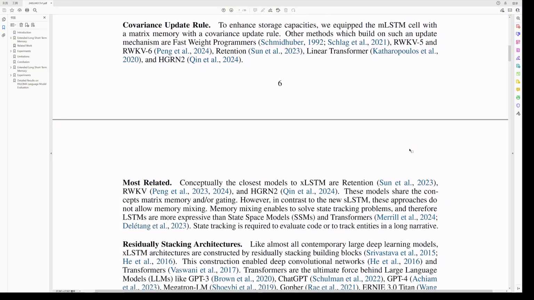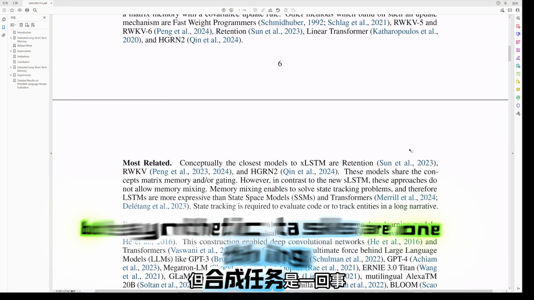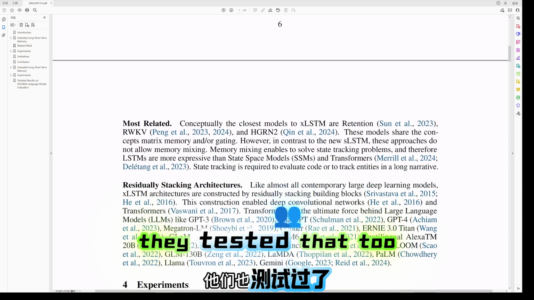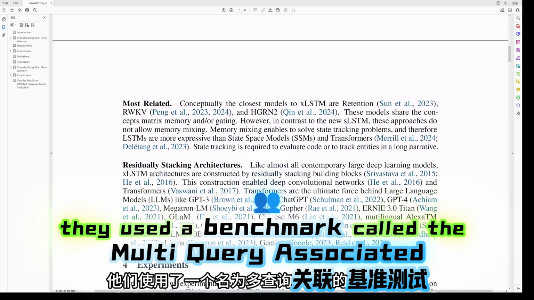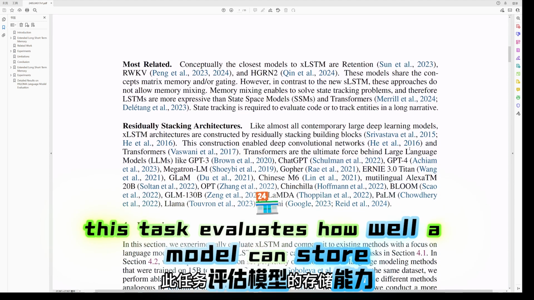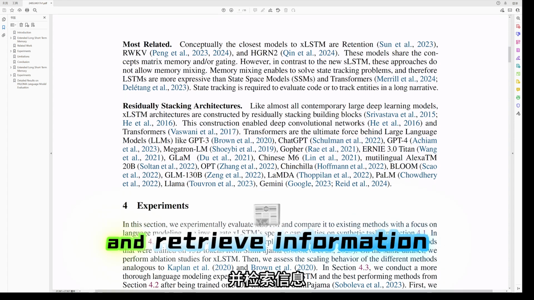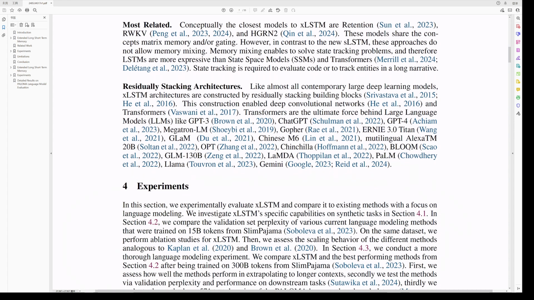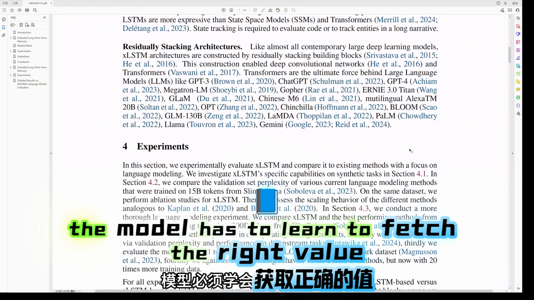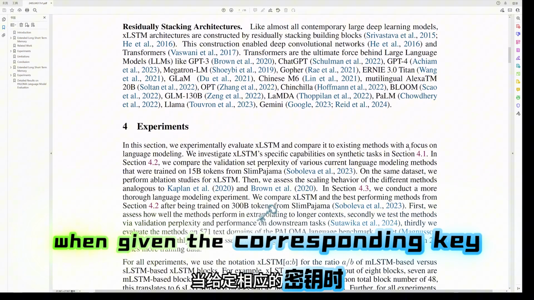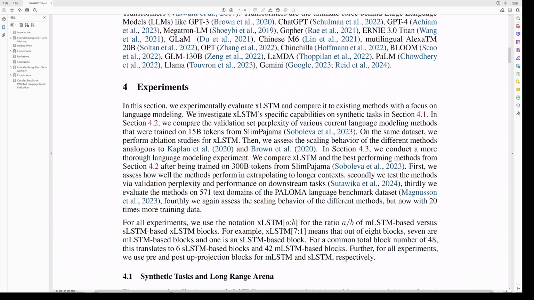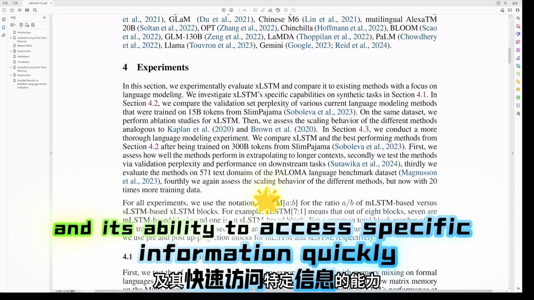Pretty impressive. But synthetic tasks are one thing. How does xLSTM perform on real-world data? They tested that too. They used a benchmark called the Multi-Query Associative Recall task, or MQAR. This task evaluates how well a model can store and retrieve information from a long sequence. Imagine a sequence with pairs of keys and values. The model has to learn to fetch the right value when given the corresponding key, even if they're far apart in the sequence. So it's like testing the model's long-term memory and its ability to access specific information quickly.